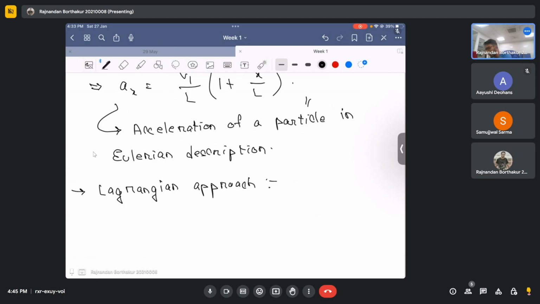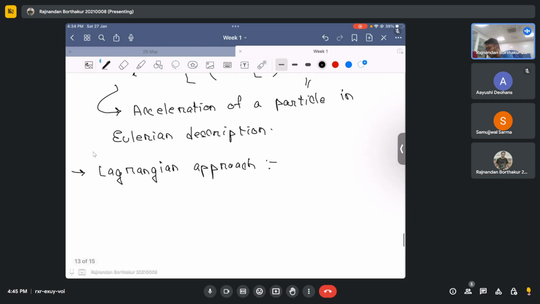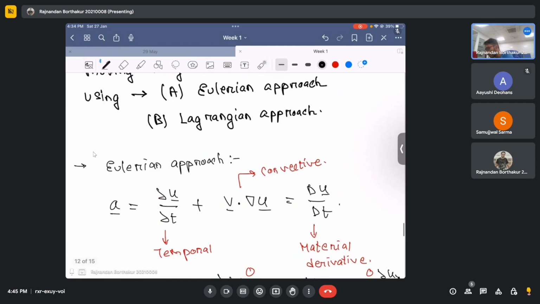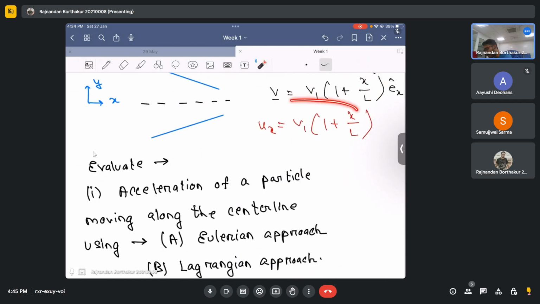So now here lies the trick. In the Lagrangian approach, all we care about is how a property changes with time. But what we are given is the velocity as a function of space. So we will now try to convert this. The idea is that from this velocity, we'll move a step back and evaluate the displacement as a function of time. And from the displacement, the second derivative with respect to time will give us the acceleration. Okay, so that is the idea.